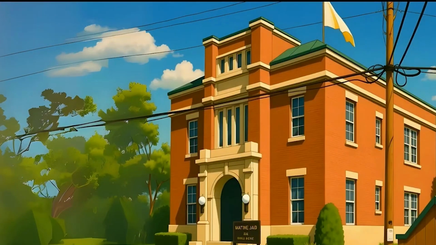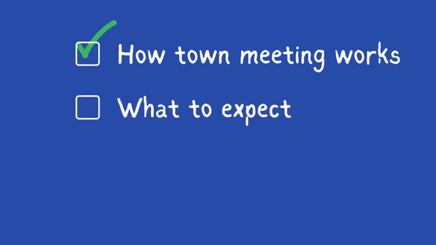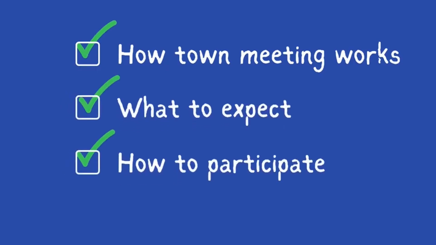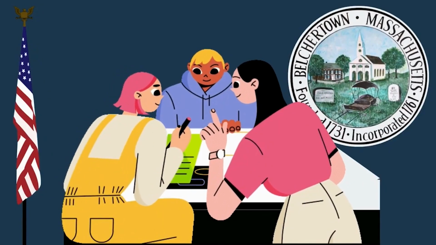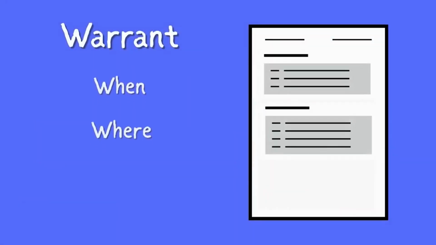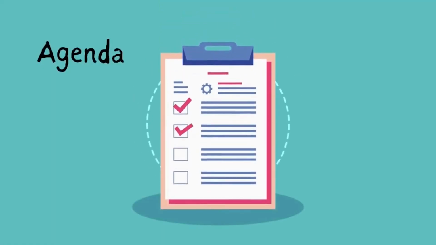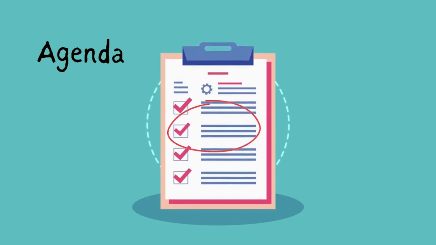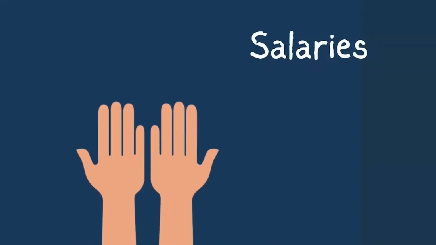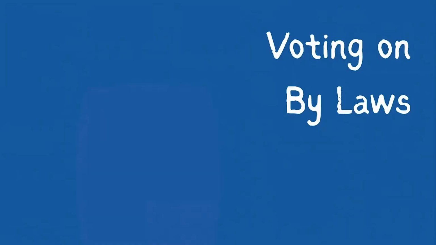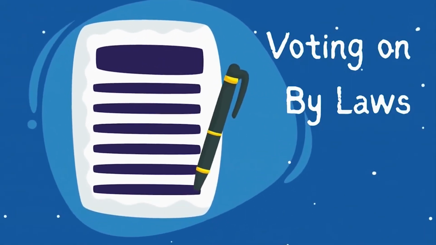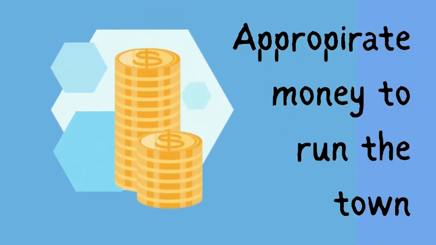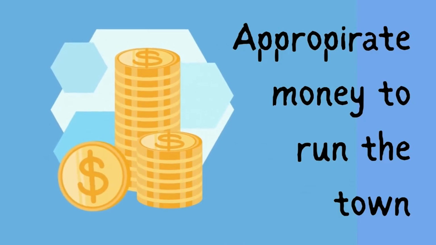Over the next few minutes, we'll walk you through how town meeting works, what to expect when you come, and how to participate. First, the select board gives the warrant to the town. The warrant is the notice as to when town meeting will be held, where it will be located, and the agenda of the meeting. The agenda is the list of articles that the town meeting will consider and vote on, one at a time. An article is any item placed on the agenda for town meeting: setting salaries for various town administrators, voting on the town local statutes, which are called bylaws, and the bulk of the articles, appropriation and allocation of the town budget.